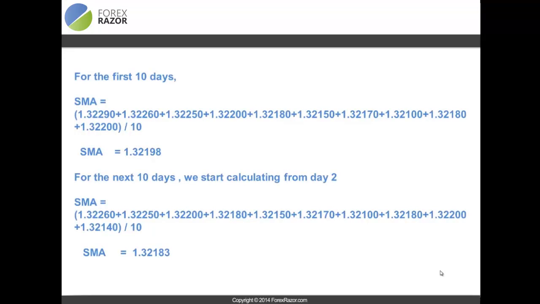Using the same formula, which is the sum of the values divided by the total number of values, we get that the second reading for the simple moving average comes out to be 1.32183. And this way the process continues to go on, and these values are plotted as a line graph, which we call the moving average, as plotted on your charts.